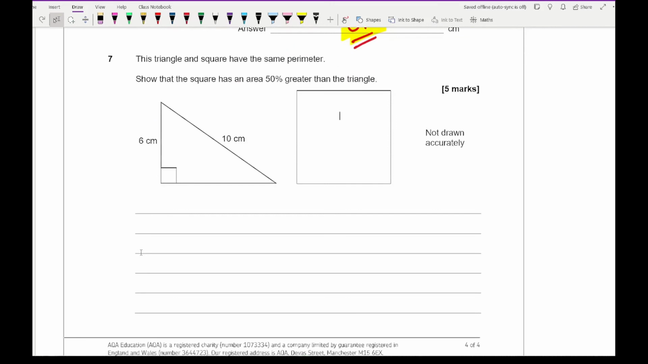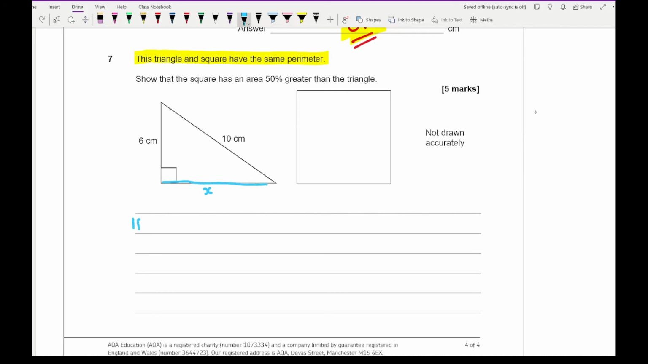Then moving on to our last question, it says that this triangle and square have the same perimeter. Show that the square has an area 50% greater than the triangle. So for this, let's have a look at the first bit of information. It says the triangle and square have the same perimeter. So the first thing I need to do is work out what the length of the base of the triangle is going to be, and I can use Pythagoras to work that out.